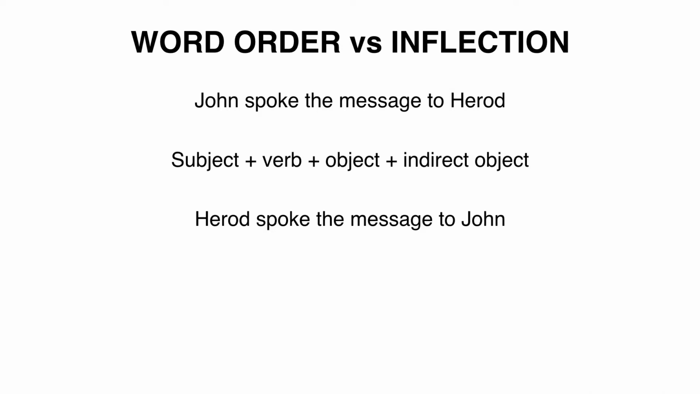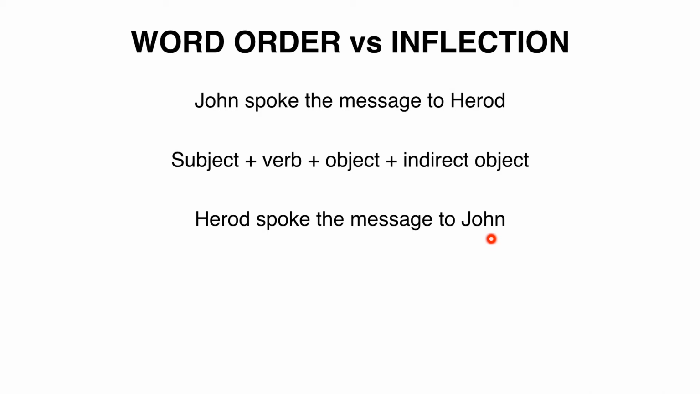In English, it's entirely the word order that indicates which word is the subject and which word is the object and indirect object. For example, if we change the order of some of these words, the sentence will mean something else. So this example, Herod spoke the message to John. Now Herod is the subject. The verb is the same, the object is the same, but the indirect object is John.